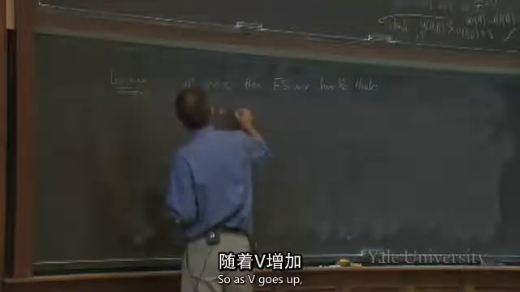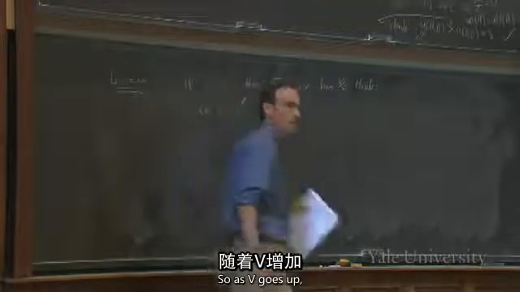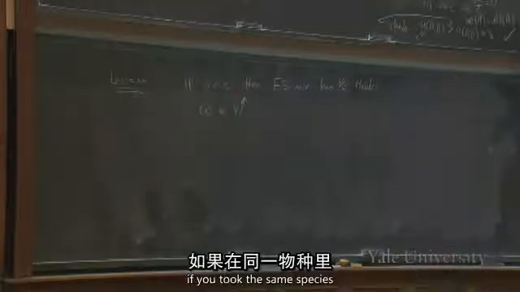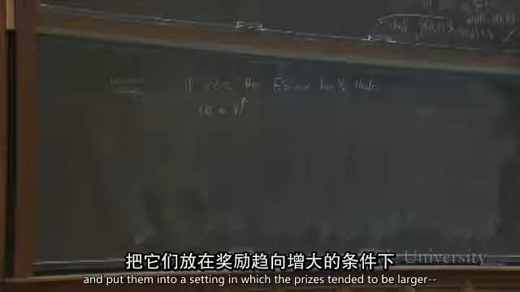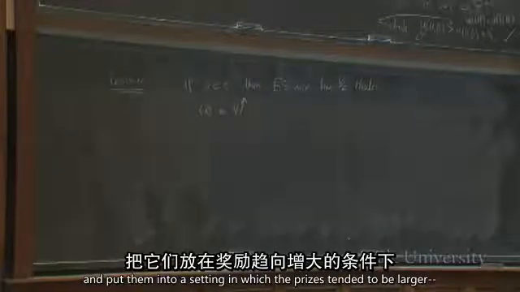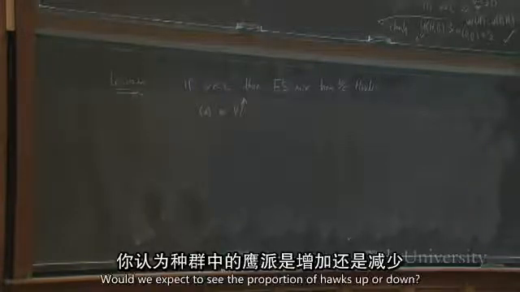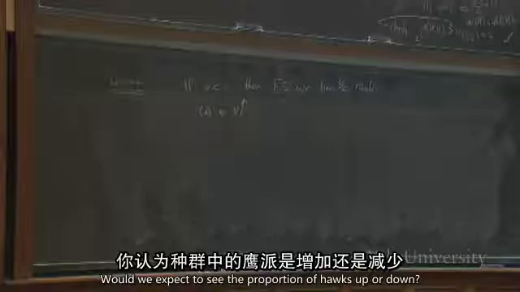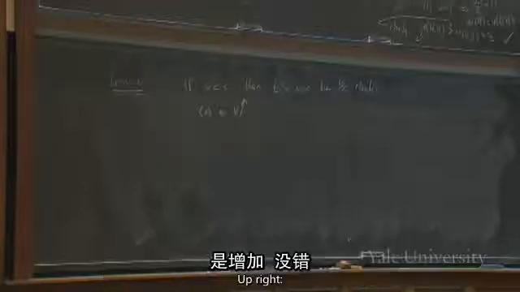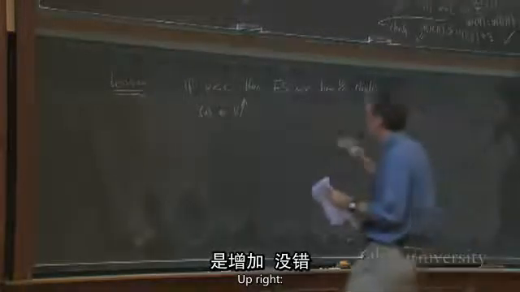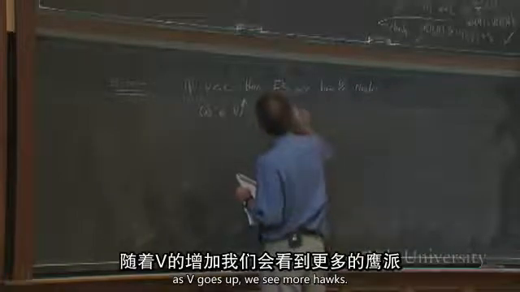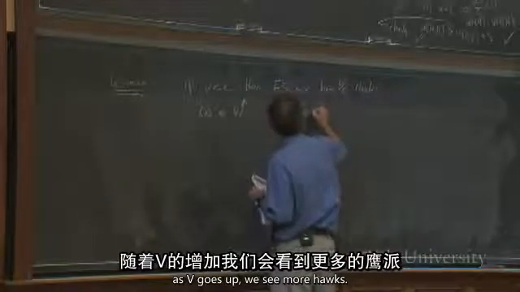So as V goes up, as the prizes go up, if you took the same species and put them into a setting in which the prizes tended to be larger, all right, what would we expect to see? Do we expect to see the proportion of hawks go up or down? Up, right? As V goes up, we see more hawks.